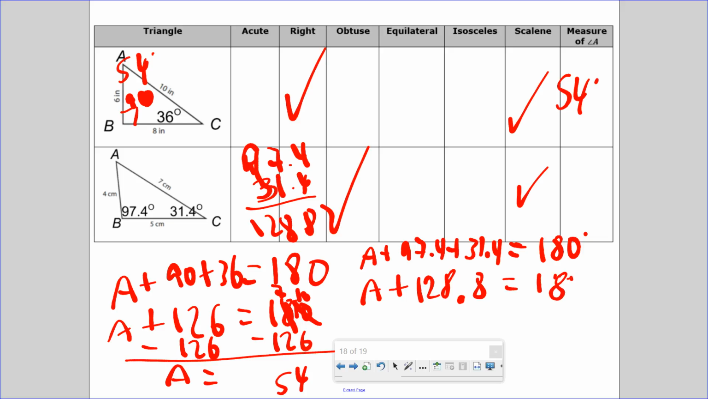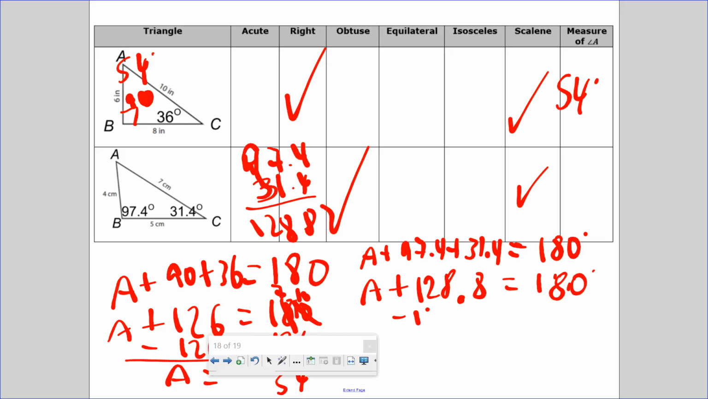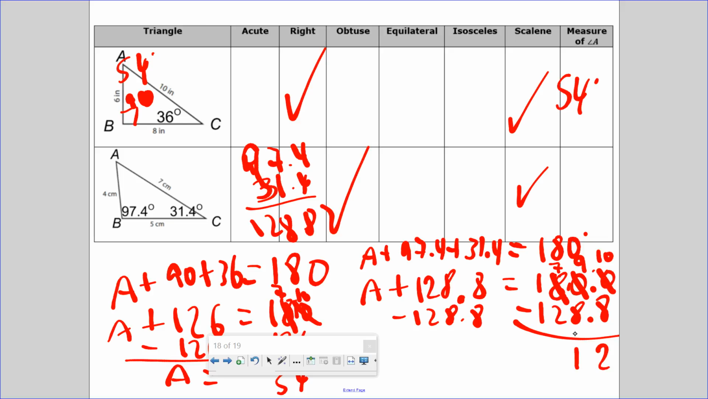So I need to do the inverse operation. What number goes above here? Placeholder 0. I need to regroup. So 8 becomes a 7. This becomes a 10. Then you regroup again. That becomes a 9. This becomes a 10. So it'd be 2, 1. So 51 and 2 tenths.